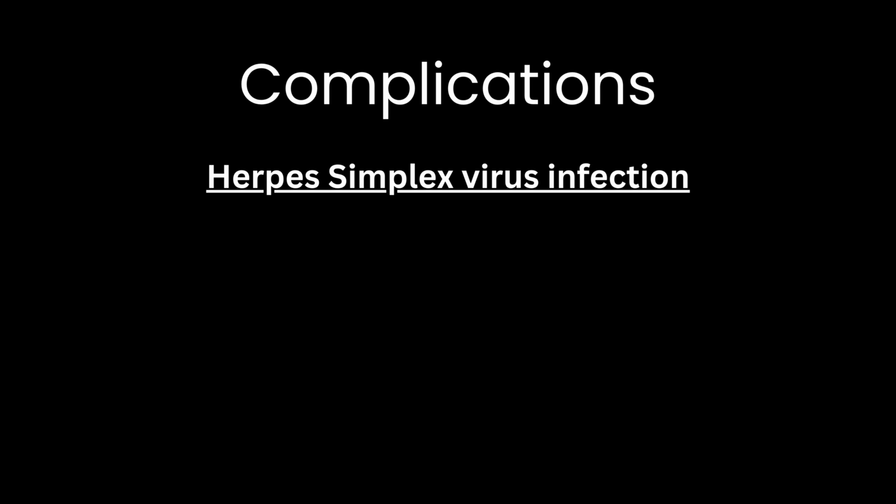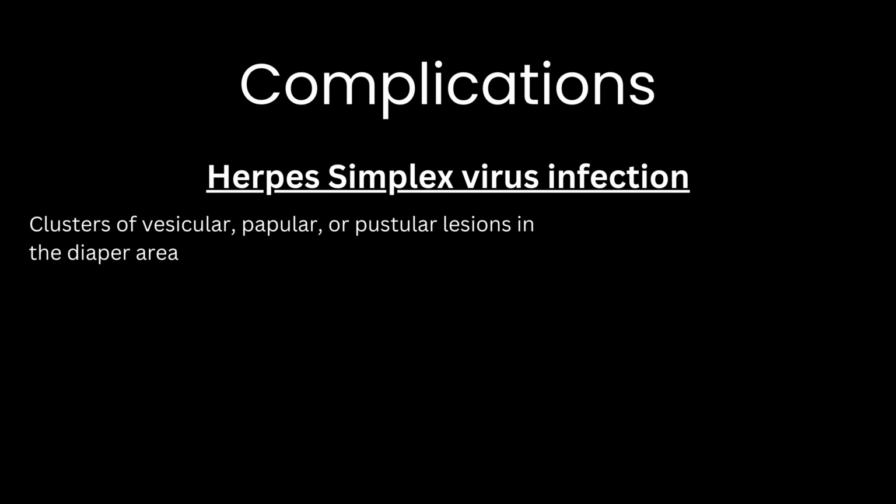Herpes simplex virus infection may manifest with clusters of vesicular, papular, or pustular lesions in the diaper area. Herpes simplex virus infection in the diaper area is a possible manifestation of child abuse.